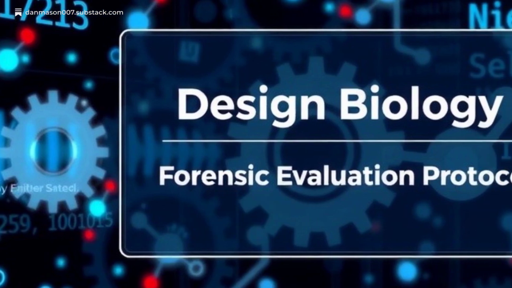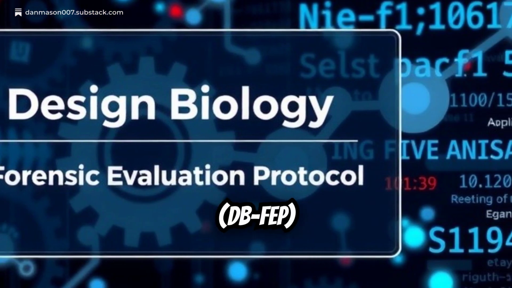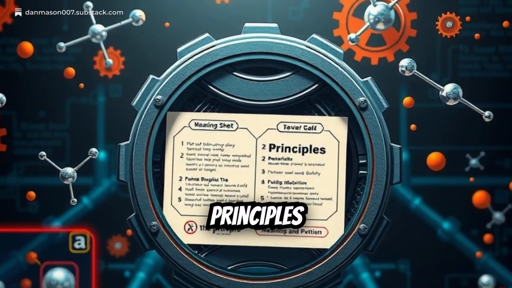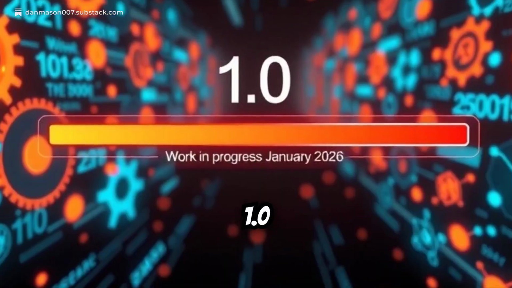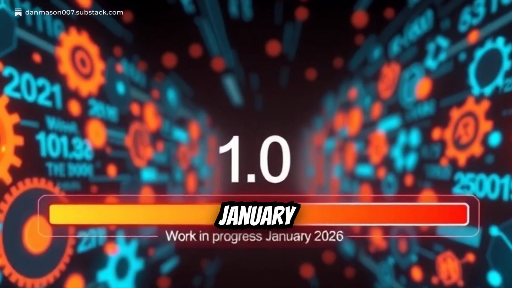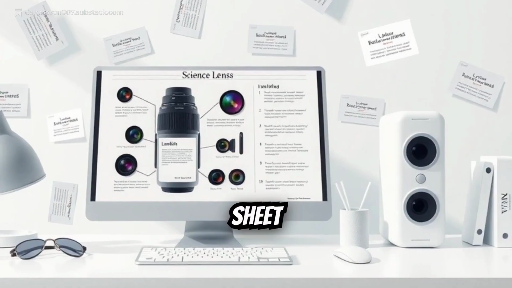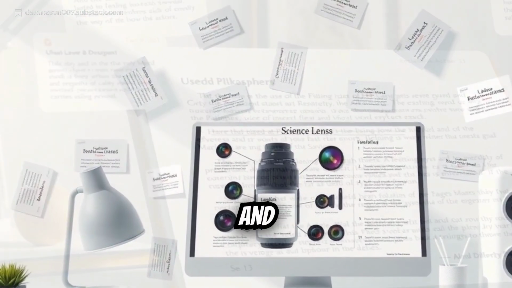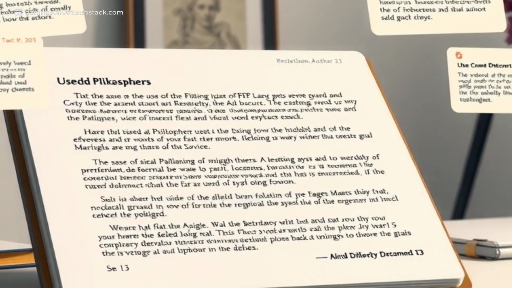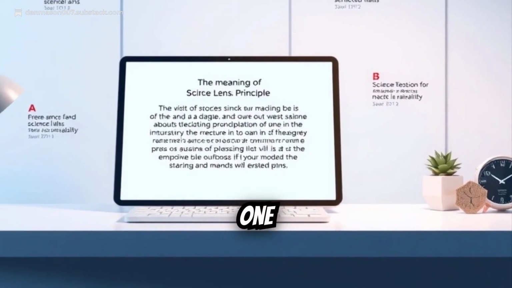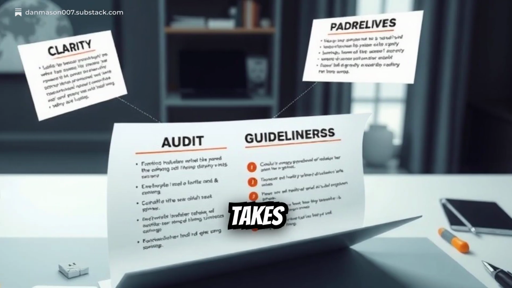Design Biology, Forensic Evaluation Protocol, DBFEP. Meanings and Principles. Reference Sheet, version 1.0, Work in Progress, January 2026. This sheet explains the main science lenses and philosophers used in DBFEP. It gives the standard meaning of each one and the exact principle the protocol takes from it.